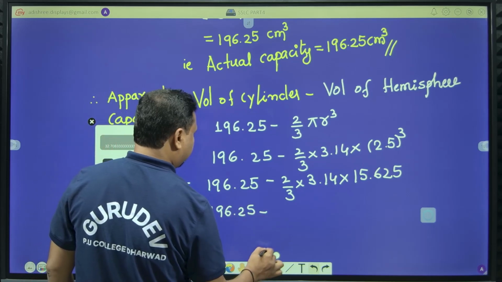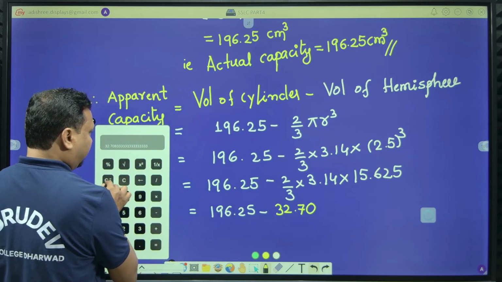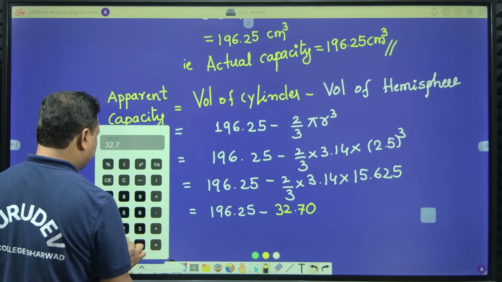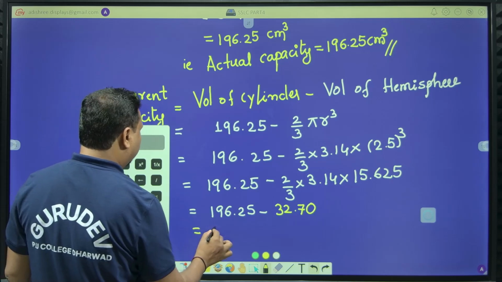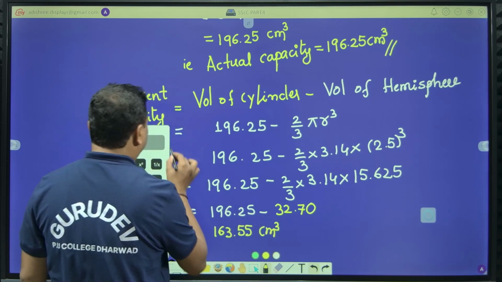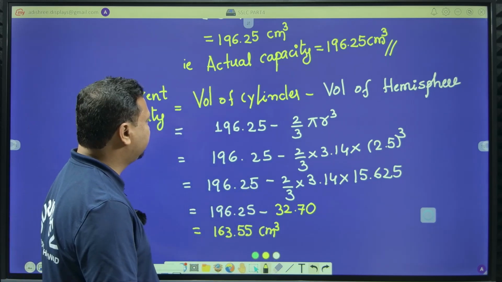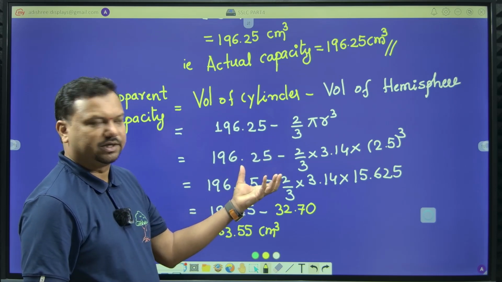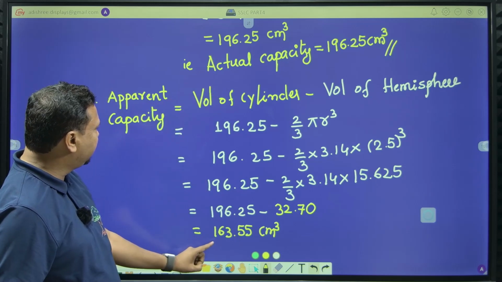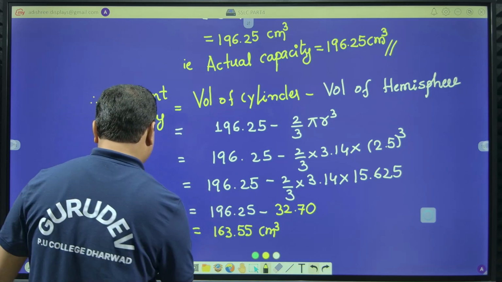196.25 minus 32.70, I can consider. Therefore, 196.25 minus 32.70 must be equal to 163.55 centimeter cube, which is the apparent capacity of the glass, with the condition that the volume of the hemisphere you have to subtract. Clear? I hope you understood this. The actual capacity is 196.25 centimeter cube. The apparent capacity is 163.55 centimeter cube. Clear? Right. Let's begin with the next one.